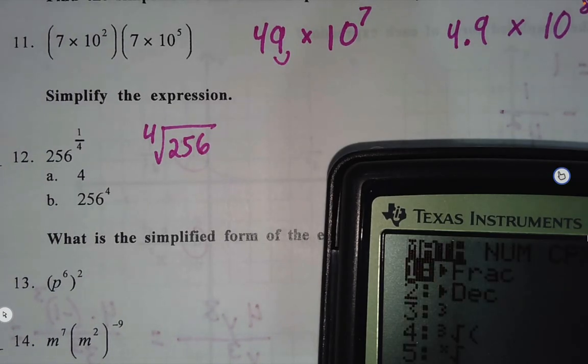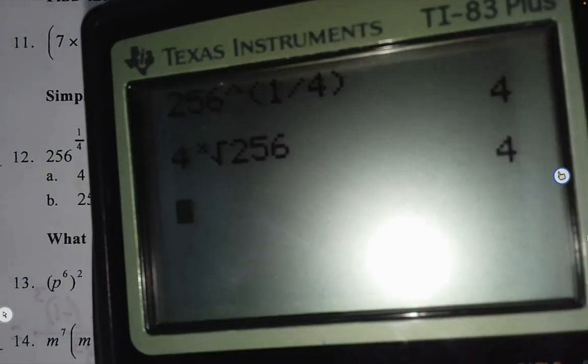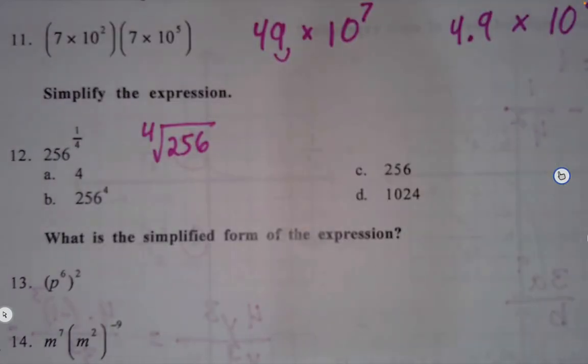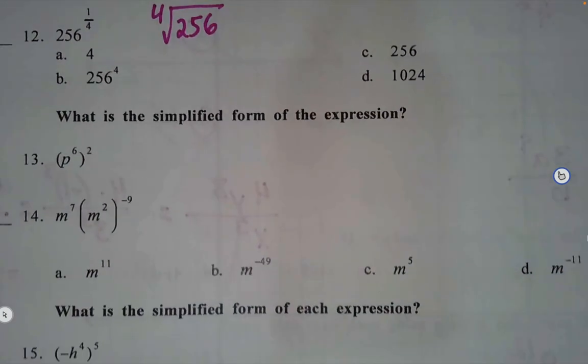Y'all might not know how to do that. 4th root of 256, and it's 4. That's another way to type it. Anyway, it's the same thing, but you can just start like that. Type that in your calculator. Okay, now we're moving on to the next set of rules we learned.